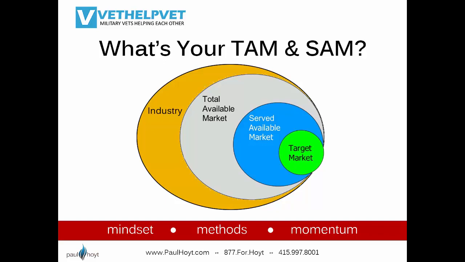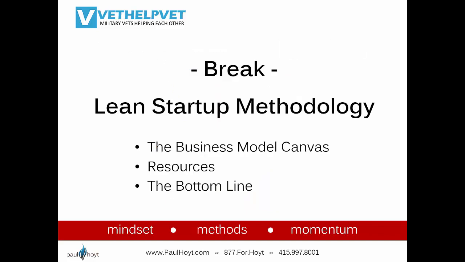In your worksheet, you're going to find areas for you to make notes on the industry in which you operate, your total addressable market, your served available market, your target market, and your ideal customer. And I invite you to take a look at that and maybe scratch out a few ideas for yourself as we take a break and answer a couple of questions. Before we take that break, we're going to take a couple of questions, and here's the first one.